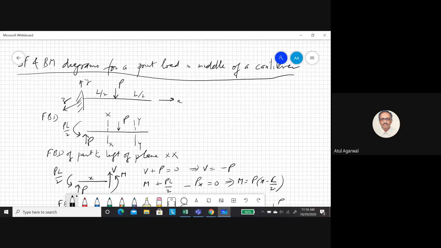So you see these two make a couple, and it will be a clockwise couple. So the wall has to exert a counterclockwise moment to balance this clockwise one. So you now know the reactions caused by the wall onto the cantilever.